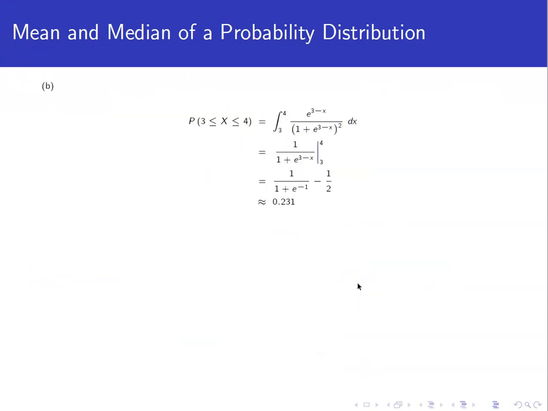So for part B, the problem asks us to find the probability that we're between 3 and 4. Well, that's just a matter of integrating the function on the interval from 3 to 4. In the previous part, we already found an antiderivative as 1 over 1 plus e to the 3 minus x. We need to plug in our endpoints. When we do that and simplify, we get this particular value. It's probably just as easy to put that in a calculator and get a decimal approximation, which I did here, and get 0.231. But again, to find probabilities, when you have a probability density function, you just need to integrate the probability density function over the interval that you're given.